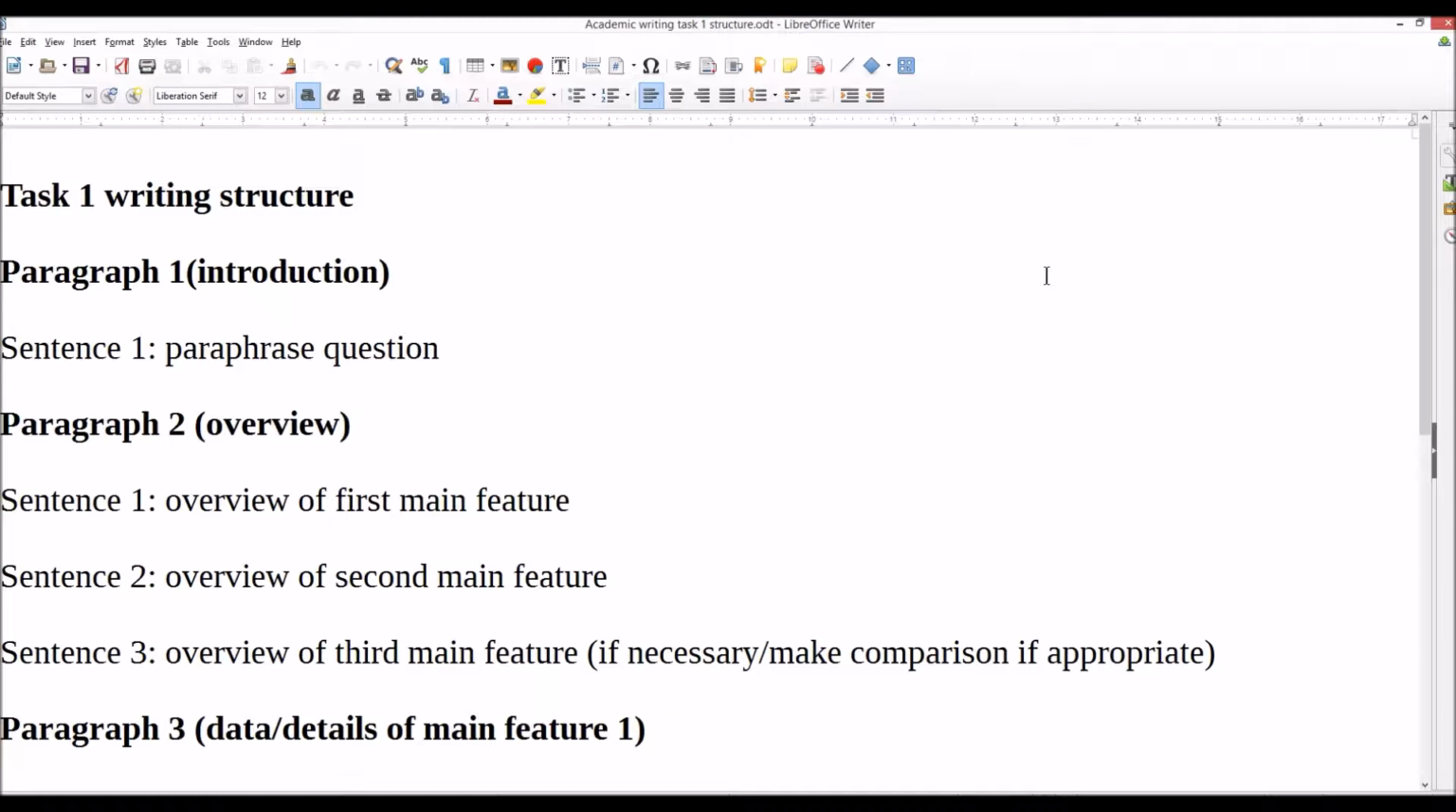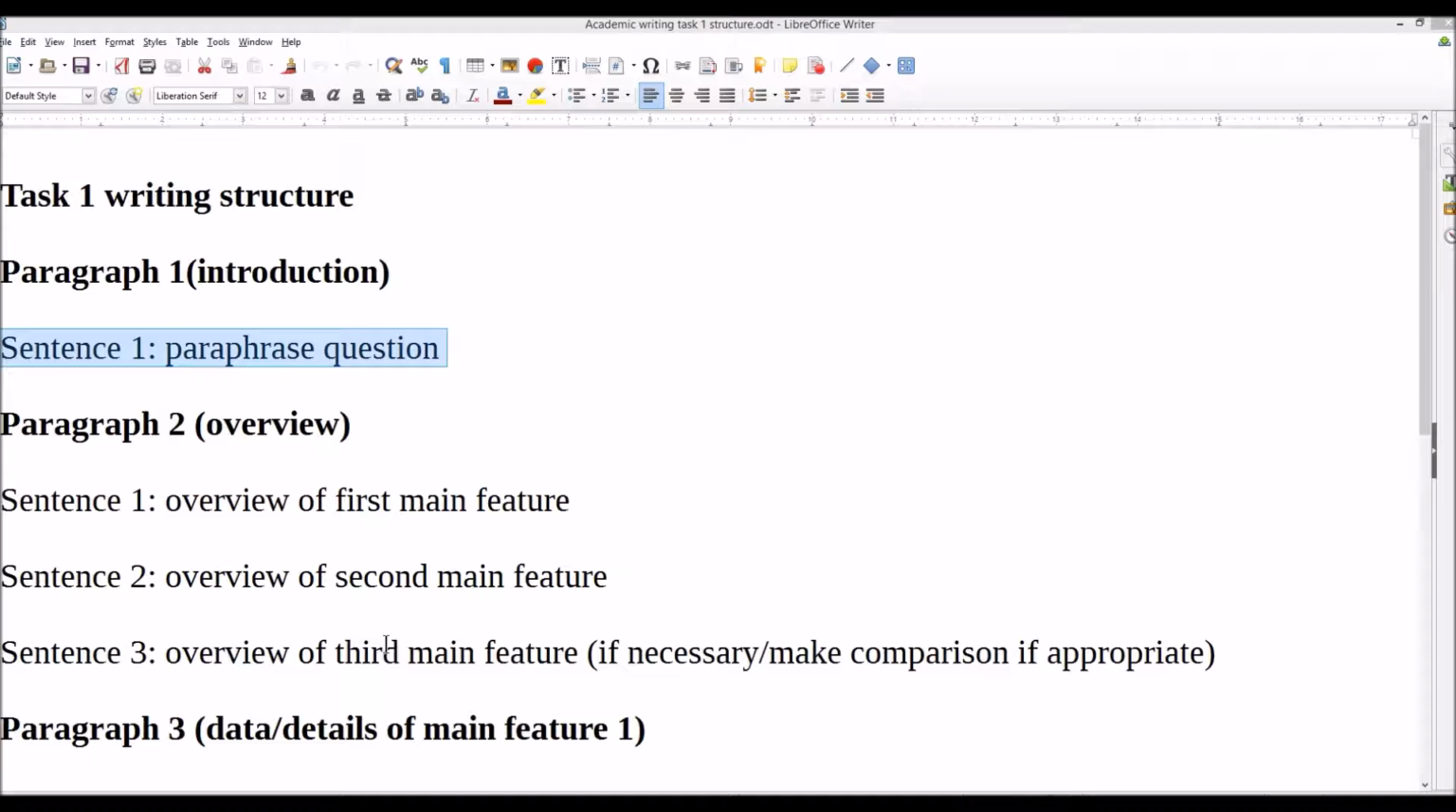So, what's a structure then that we can use? Well, you'll see, in common with the essay, sentence 1, the very first sentence, we've got to paraphrase the question. Okay, now that's quite easy. It's basically the same as for the essay. The table illustrates the number of people who do this and that in 2016, etc. That's quite easy. Now, then we have to have an overview. Again, this is one of the big mistakes that people make. They don't include an overview, a summary. So, an overview of the first main feature, the second and the third.